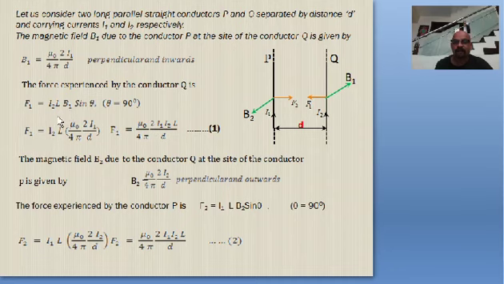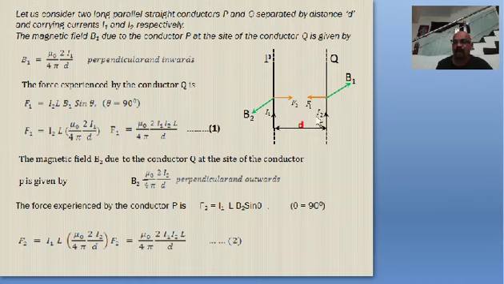So what is F1 now? Substitute I2, L and L. For B1 you substitute here. B1 is equal to mu naught by 4 pi, 2 I1 divided by D. If you rearrange this equation, you will get mu naught by 4 pi, 2 times I1 I2 divided by D, into L. This is the force experienced by the conductor Q, and it is towards the conductor P.